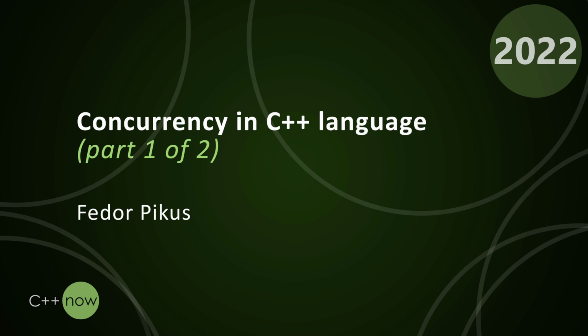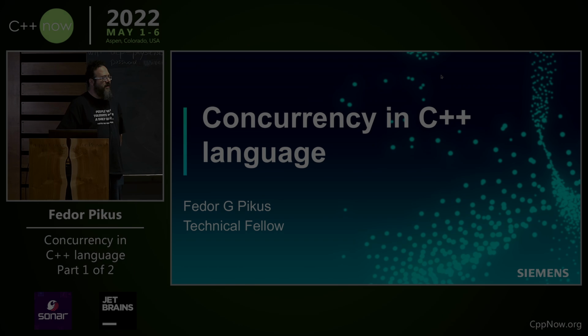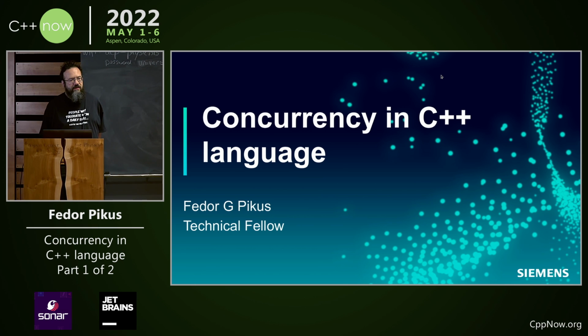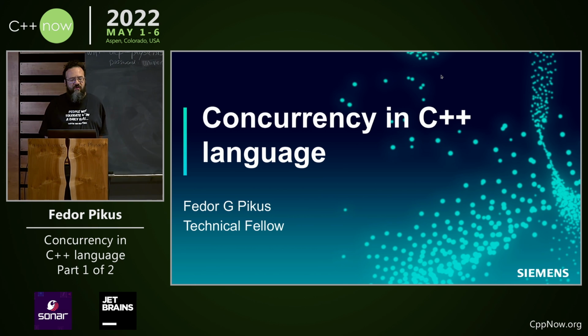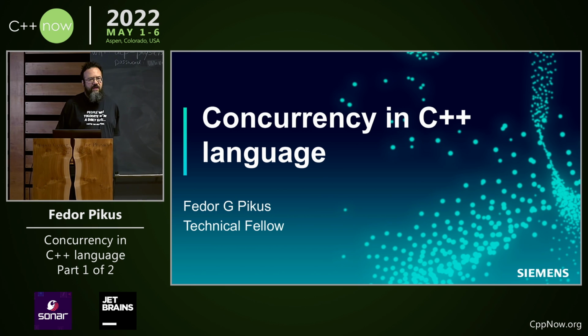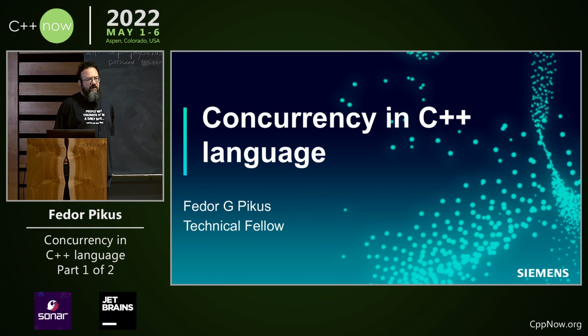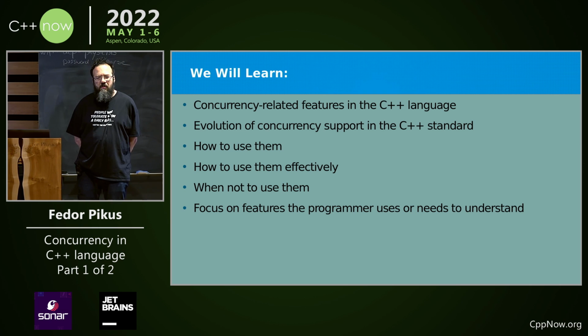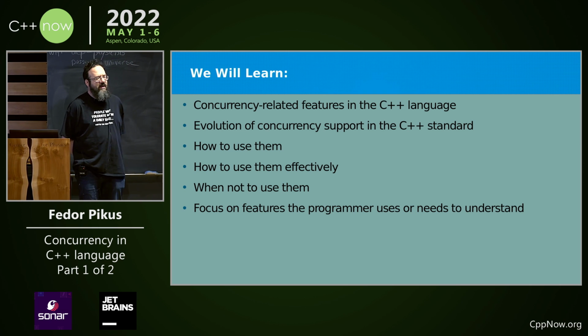So it's a two-part talk on concurrency in the C++ language. It's a very general overview of the concurrency features that we have in the language, their evolution with the standard, and I don't want to basically be the audiobook for CppReference.com. You can go and read that yourself.